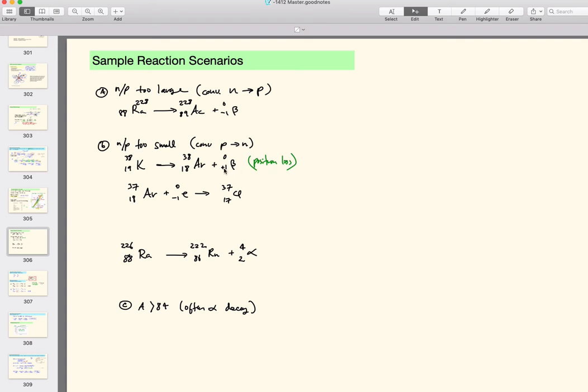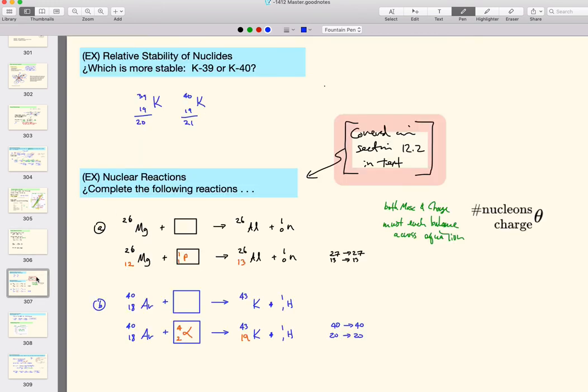And we do that with a positron loss. So here potassium is going to argon, and you can see that our positive charge has dropped from 19 protons to 18 protons in argon. And finally, a general comment: all nuclides with an atomic number greater than 84 are radioactive. So this is a good example of just how subatomic particles are manipulated to bring species back into line with the stability series. So here's a couple of questions.